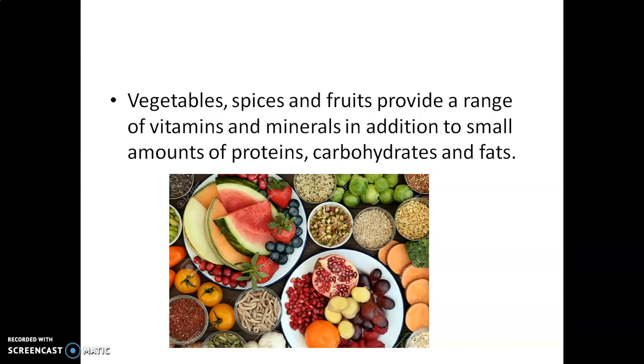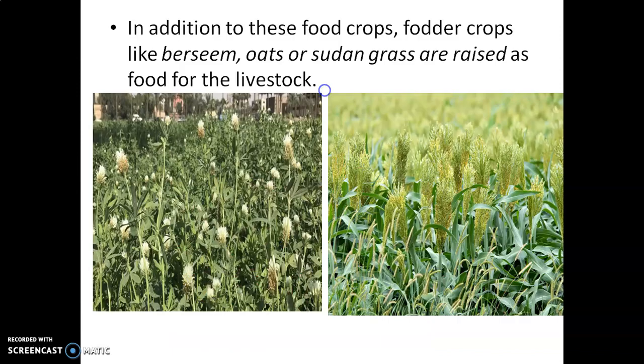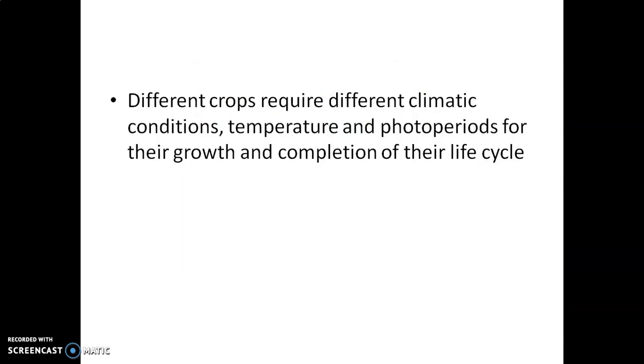Vegetables, spices and fruits provide a range of vitamins and minerals in addition to small amounts of proteins, carbohydrate and fats. In addition to these food crops, fodder crops such as berseem, oats or Sudan grass are raised as food for the livestock. And we know that different crops require different climatic conditions, temperature, photoperiods for their growth and completion of their life cycle.